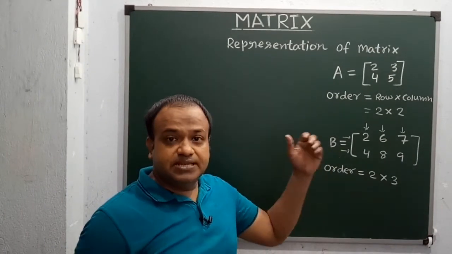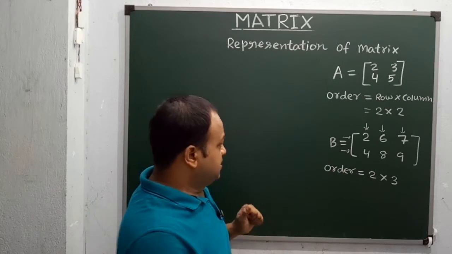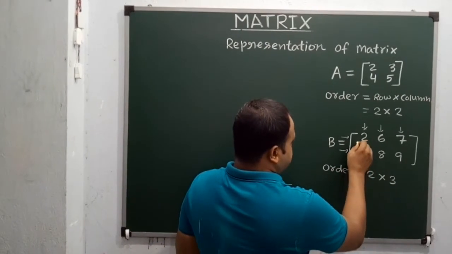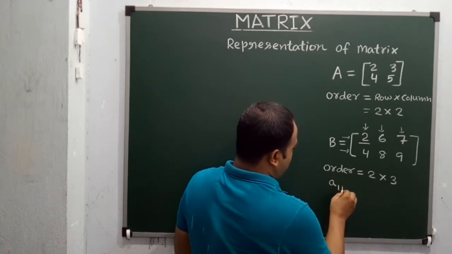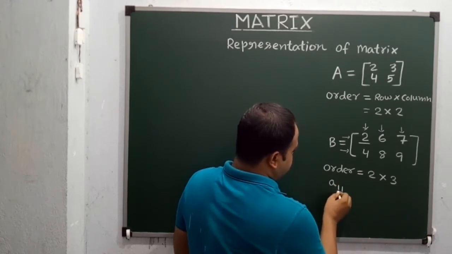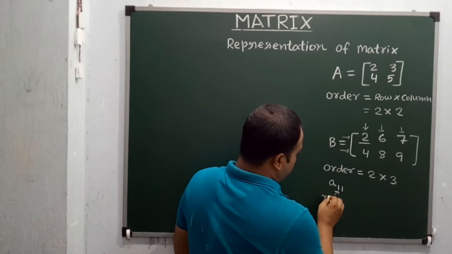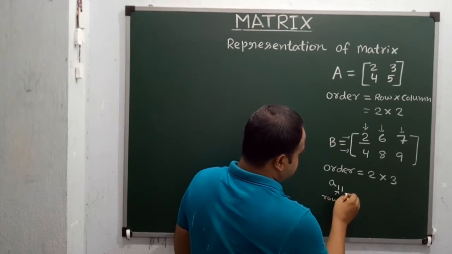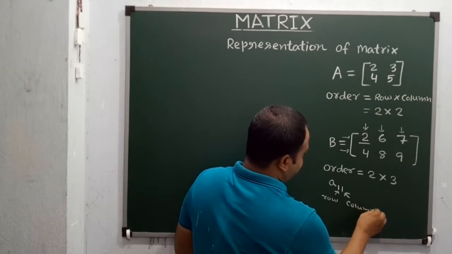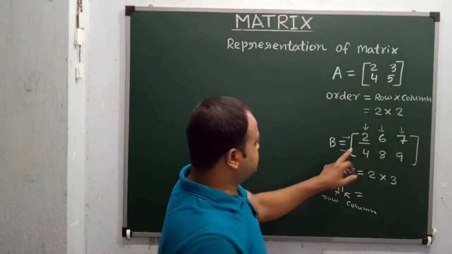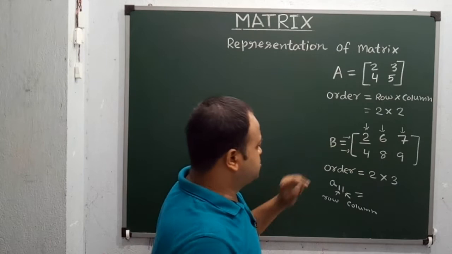Now how these elements of matrix are represented? Suppose this one, this 2, it is written as A1, 1. This first number 1 is row and this second one is column. So in the first row and in the first column there is 2.